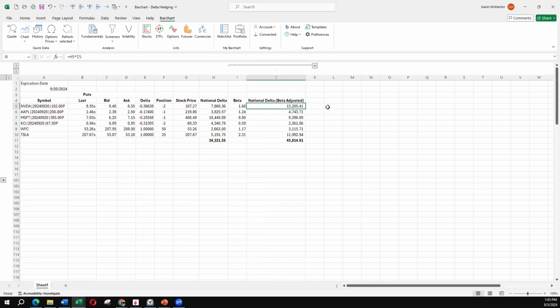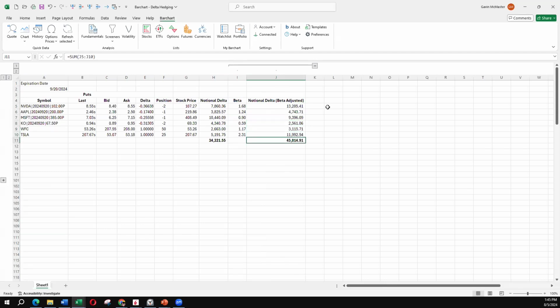So here we're looking at the Nvidia exposure. It's actually much higher when we take into account our beta. Apple is also a little bit higher than the overall market. Microsoft has dropped a little bit. Coca-Cola, our notional delta exposure is a lot lower because we have a very low beta on that particular stock. Wells Fargo, Tesla as well.